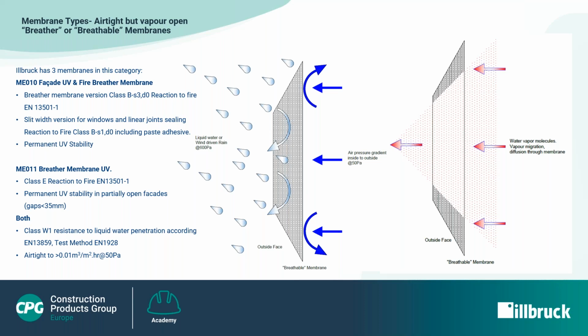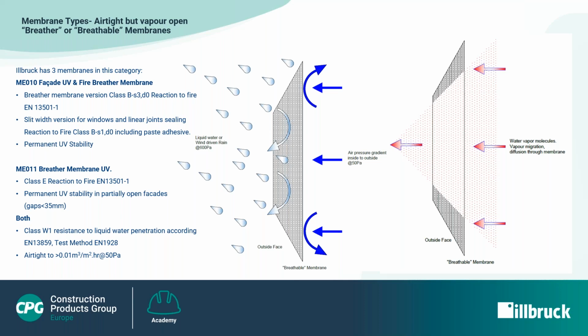Hillbrook currently provides 3 solutions in the category of breathable membrane: 2 versions of a product called ME010 facade UV and fire membrane, and ME011 breather membrane UV. ME010 is available as a monolithic sheet material supplied on a log and is used as the primary breather membrane to protect the backing wall. ME010 is also available in a variety of slit widths to provide a membrane seal to the external glazing perimeter between the glazing frame and structure. It's bonded to the frame and wall with a paste adhesive.